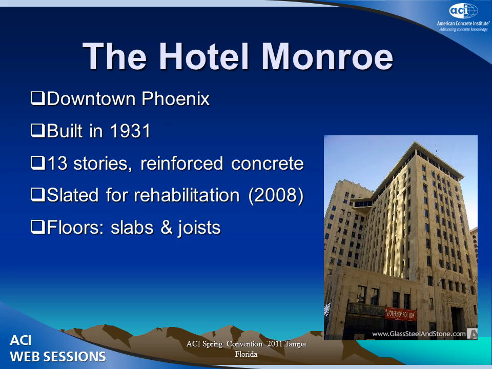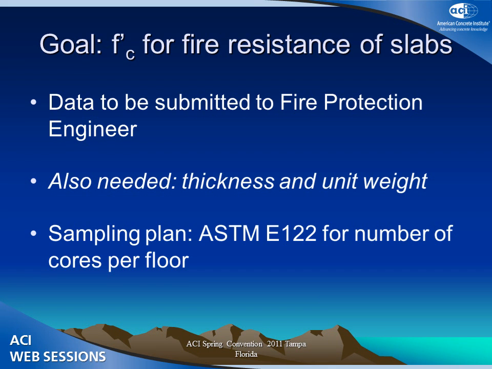The type of construction is slab and joist. We were asked by a contractor, who was being asked by a fire protection engineer, what the f'c of the concrete in place is. He wanted to have some idea, so can you go out and get some cores? Of course, we know of the existence of this ACI document, so we broke out that document and established a coring program to give him the f'c information for his fire protection work. They were also interested in knowing the unit weight and the thickness of the concrete.